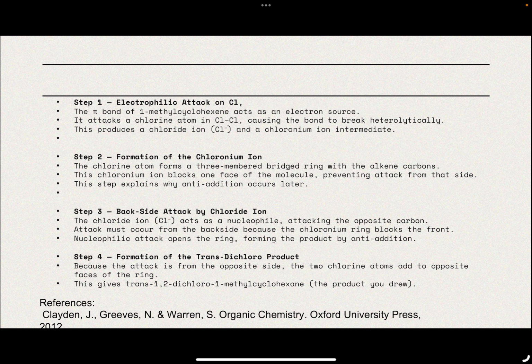Step 2, the formation of the chlorinium ion. The chlorine atom forms a 3-membered bridge ring with the alkene carbons. This chlorinium atom blocks one face of the molecule, preventing attack from that side. This step explains why anti-addition occurs later.